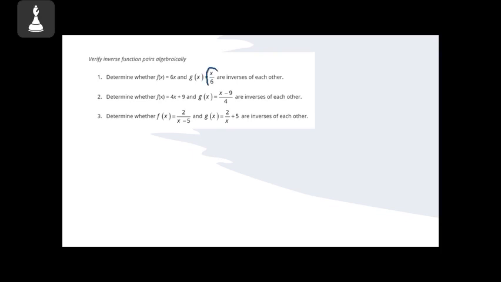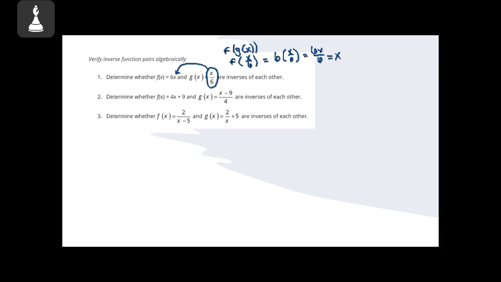So let's plug x over 6 in for x here. So let's do f of g of x. So in place of x, we're going to plug in x over 6. So instead of writing 6x, I'm going to do 6 times x over 6, which is going to make 6x divided by 6, which is just x. So that way we know it works.